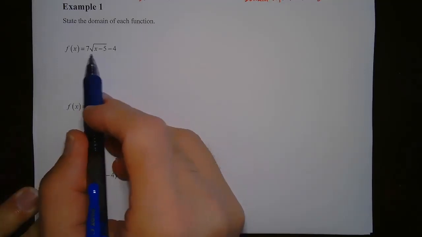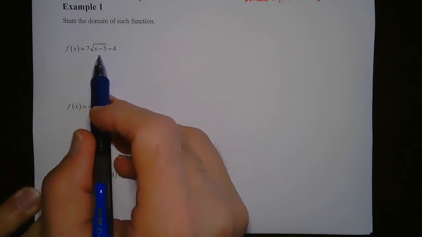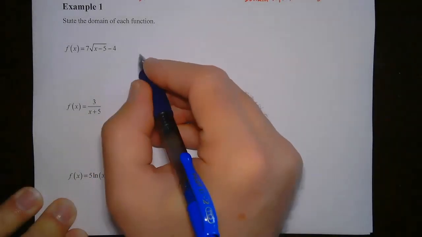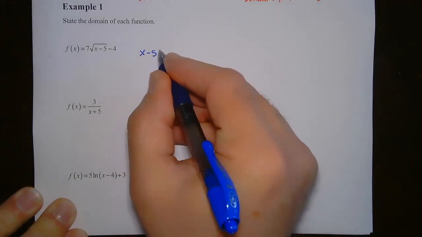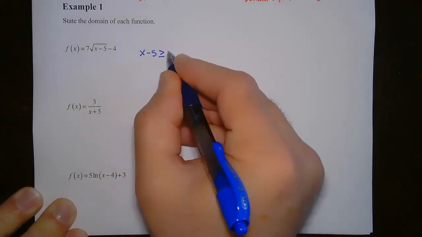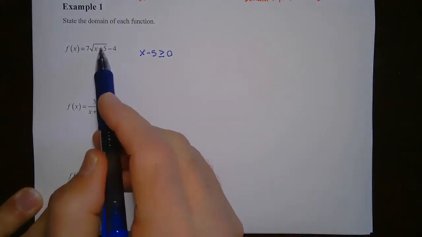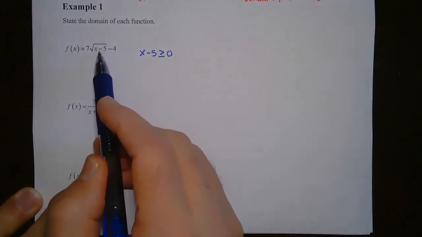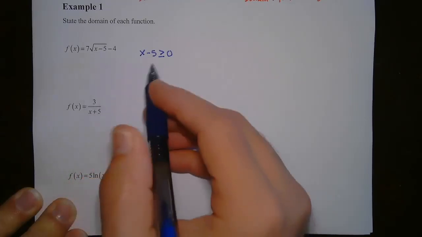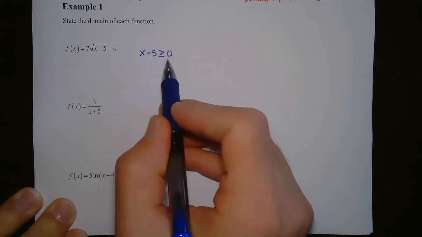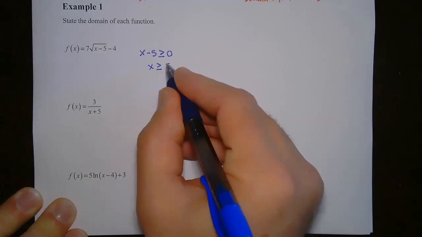Well, for even root functions, remember, whatever the argument is, that has to be greater than or equal to 0. So for the domain, we'd have to solve x minus 5 is greater than or equal to 0. Why? To get real number outputs, what's underneath here can't be negative. It has to be positive. It could be 0 because the square root of 0 is 0. So then all we need to do is solve this, add 5 to both sides, and we'd have x is greater than or equal to 5.